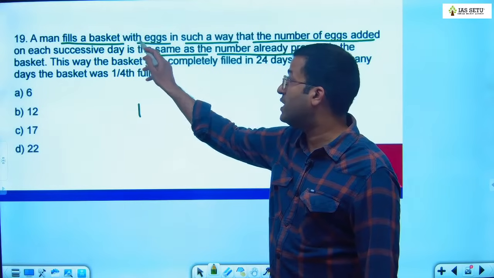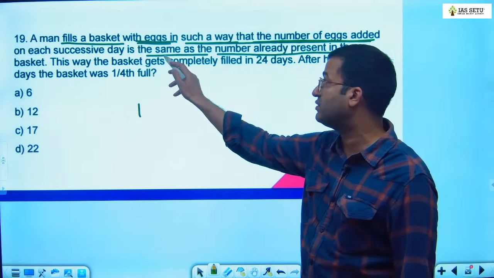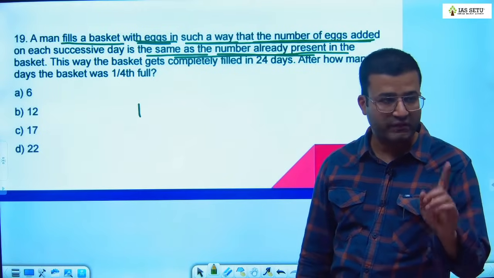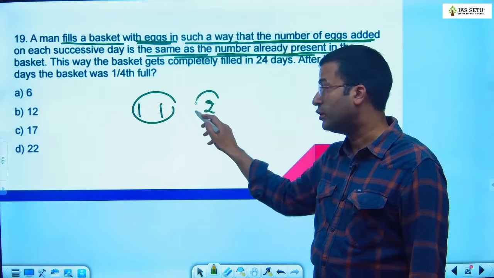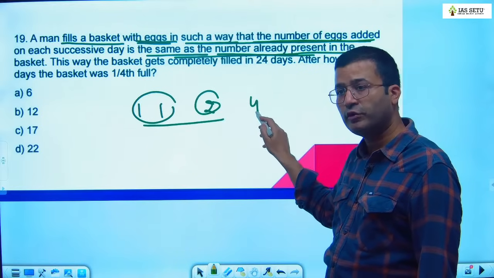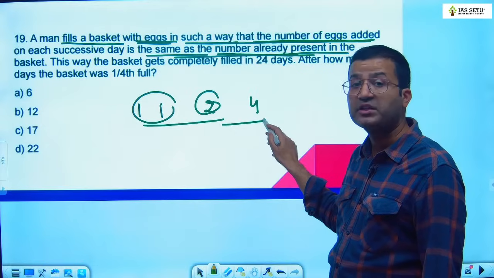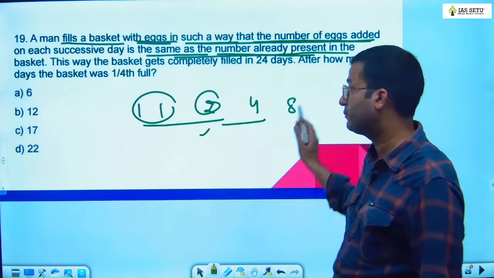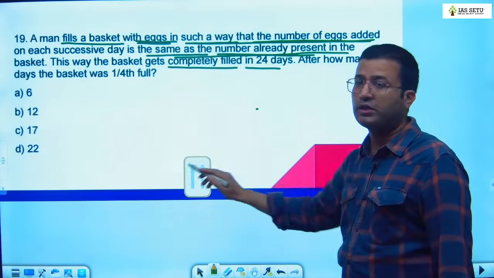A man fills a basket with eggs in such a way that the number of eggs added on each successive day is the same as the number already present in the basket. If there is 1 egg, we will add 1. Now there will be 2, we will add 2. Now there will be 4, you have to add 4. Now total eggs in the basket will be 8. Now how many will we have to add? 8. So it means every time we have to double it. This way the basket gets completely filled in 24 days.